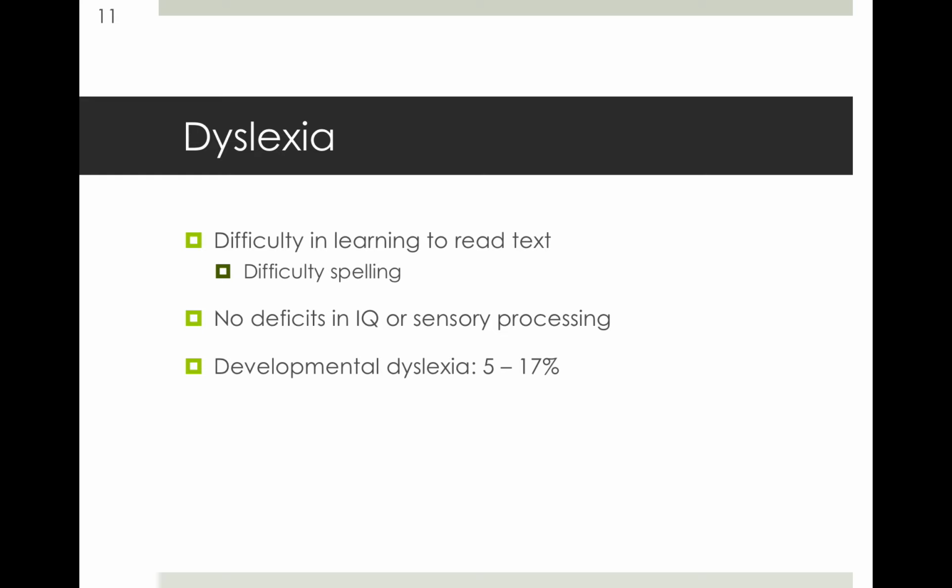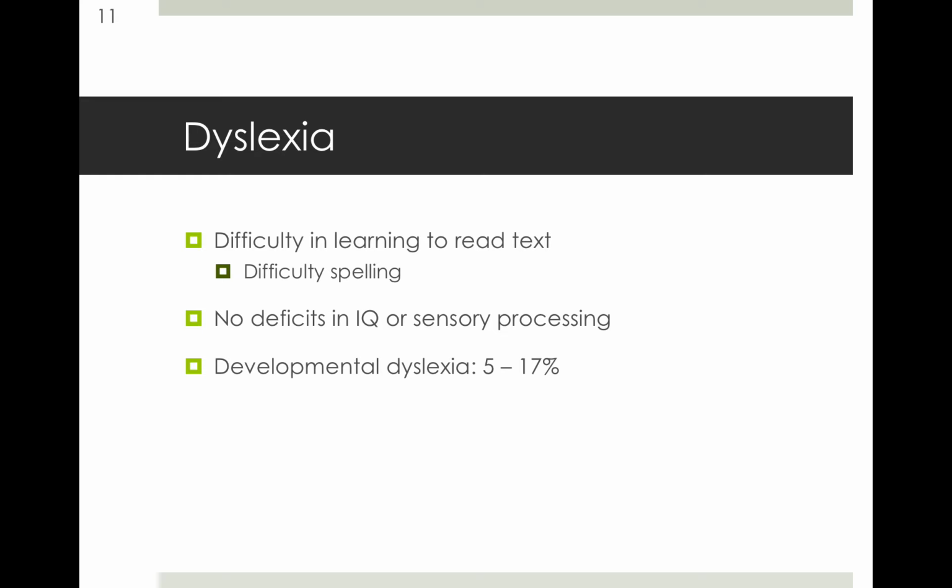One is dyslexia, which is difficulty in learning to read text. A classic example is difficulty in spelling. It's a learning disorder because it's in the absence of deficits in IQ or peripheral sensory processing. These people are not deaf, they're not blind, and it's not just that they need glasses or hearing aids. So it's not a sensory processing problem, but something more central than that. And this is also not an IQ problem.